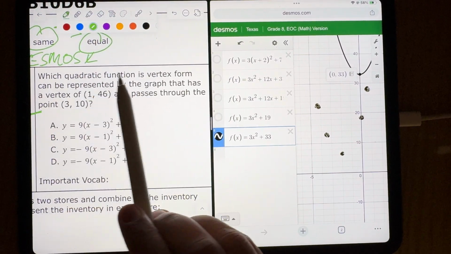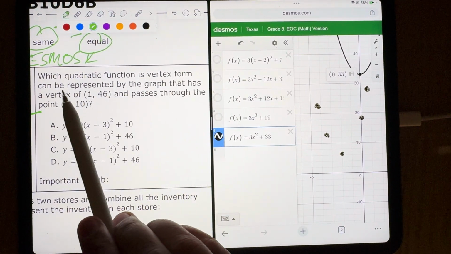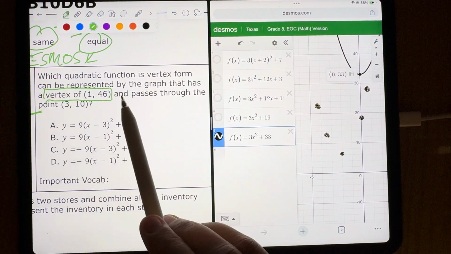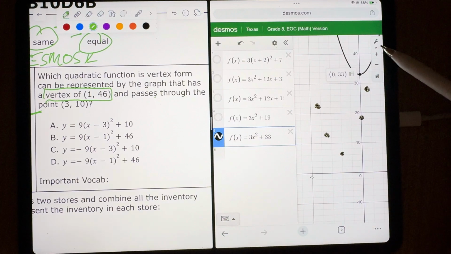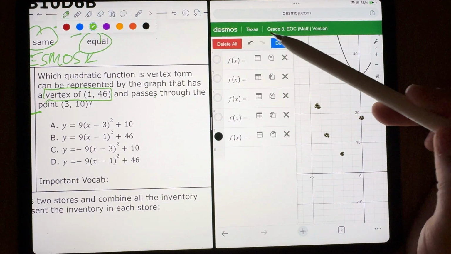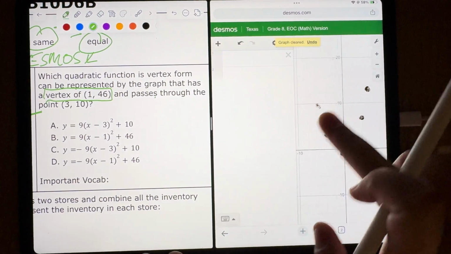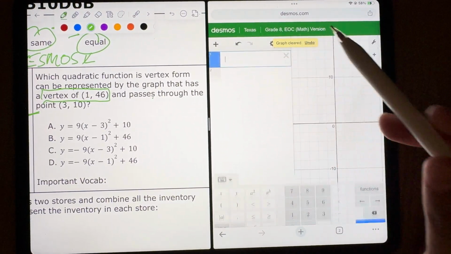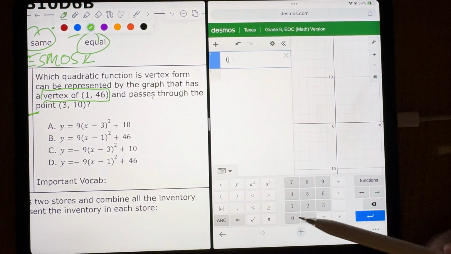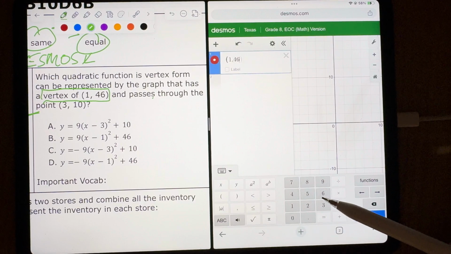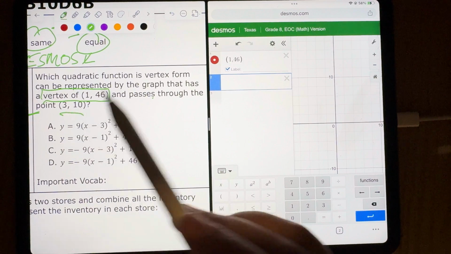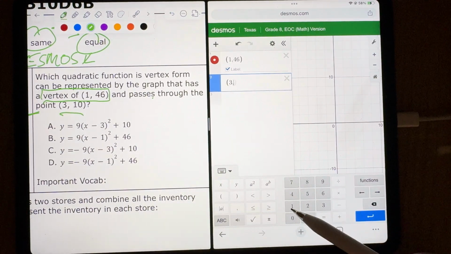It says, which quadratic function in vertex form can be represented by the graph that has a vertex at (1, 46) and passes through the point (3, 10). So I'm going to go ahead and delete all of this, and I'm going to put those points in. Let me erase my Desmos. So I'm going to put in my points. Parenthesis 1, 46 parenthesis, and we're going to label that so I can see it. Then we have parenthesis 3 comma 10.